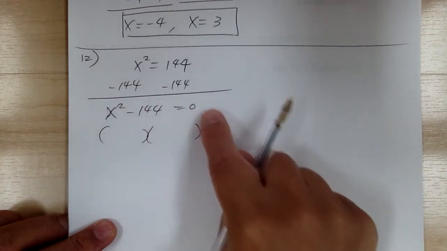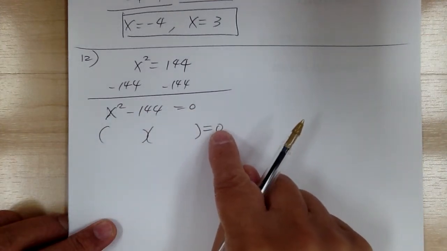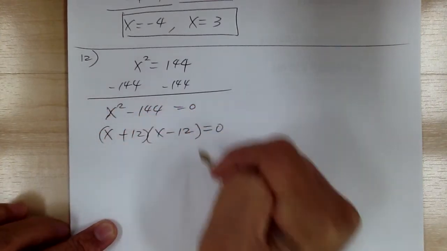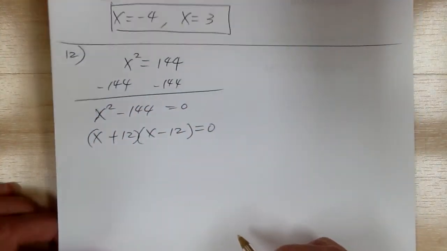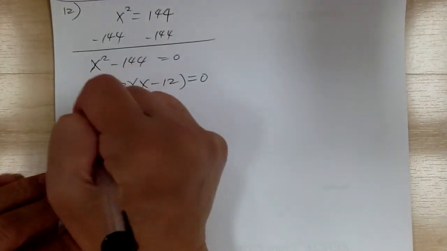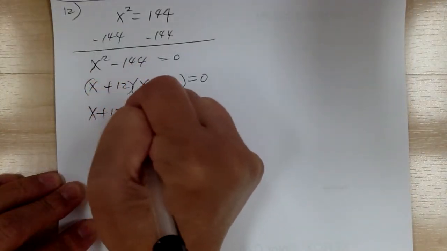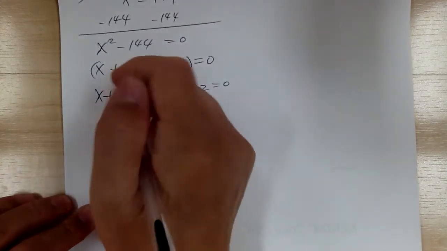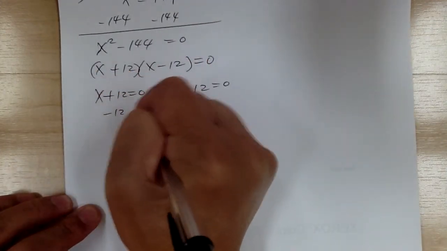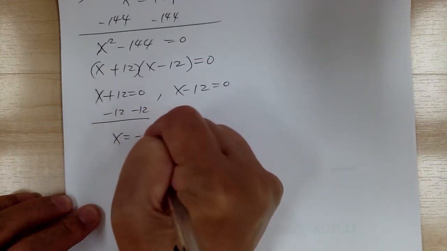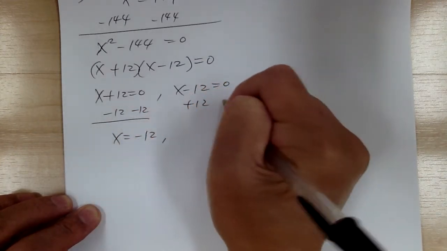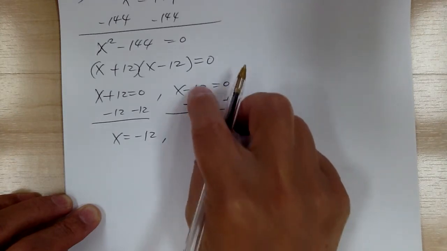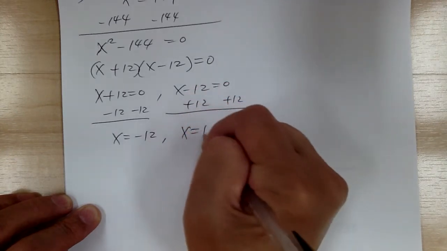And make sure you follow through with the equal to 0. Make sure you have the equal to 0 all the time. So you get x plus 12, x minus 12. And after that, go and set each part equal to 0. And then from here, you minus 12 on each side, so x equal to negative 12. This one you plus 12 on each side. So again, when you're solving, you're undoing something, so you have to do the opposite. So x equal to 12.